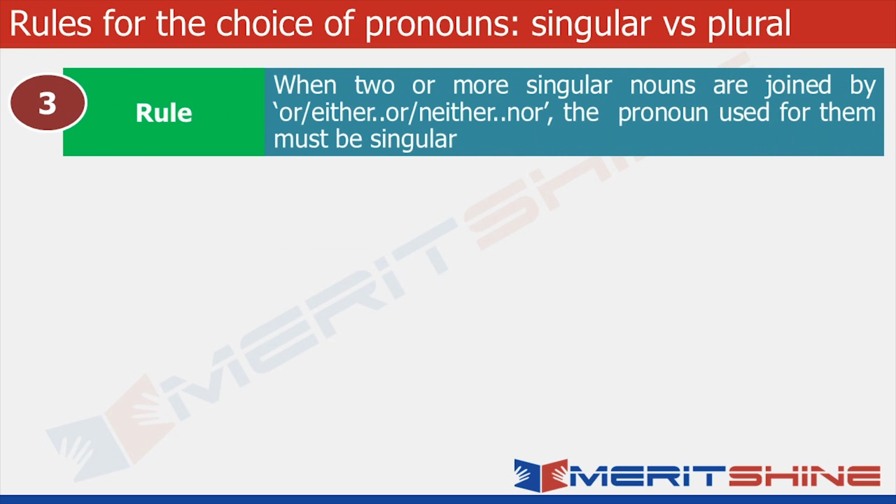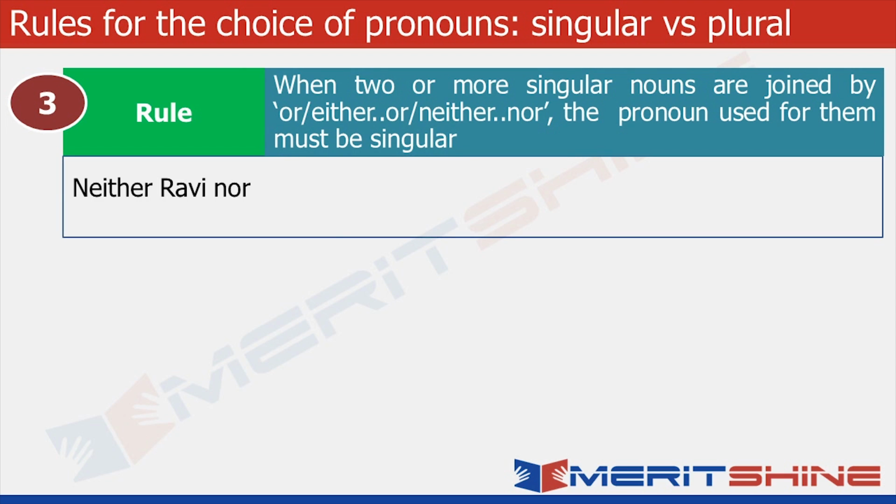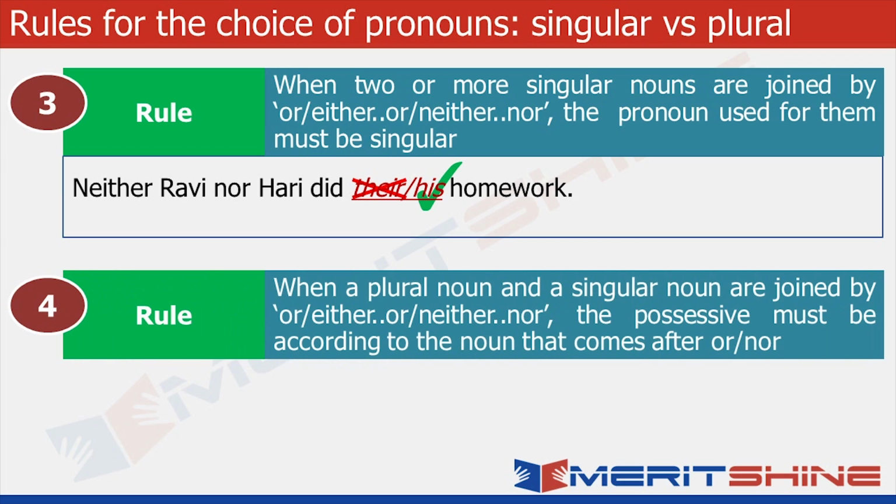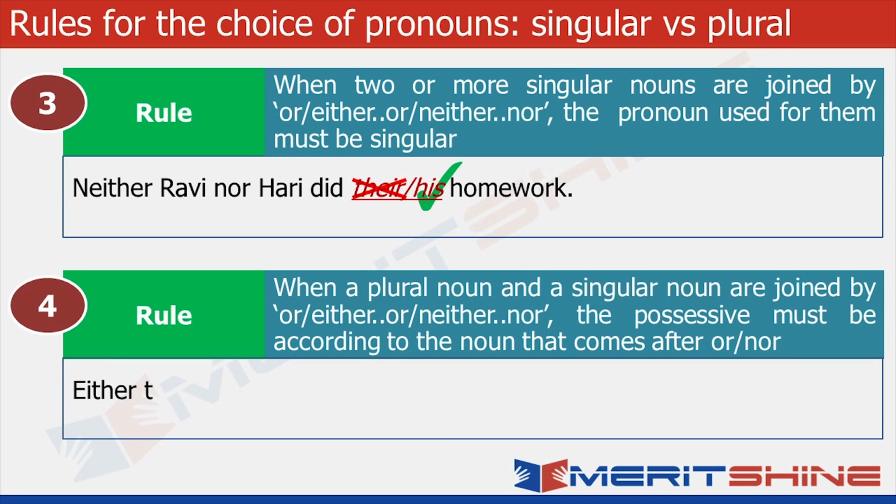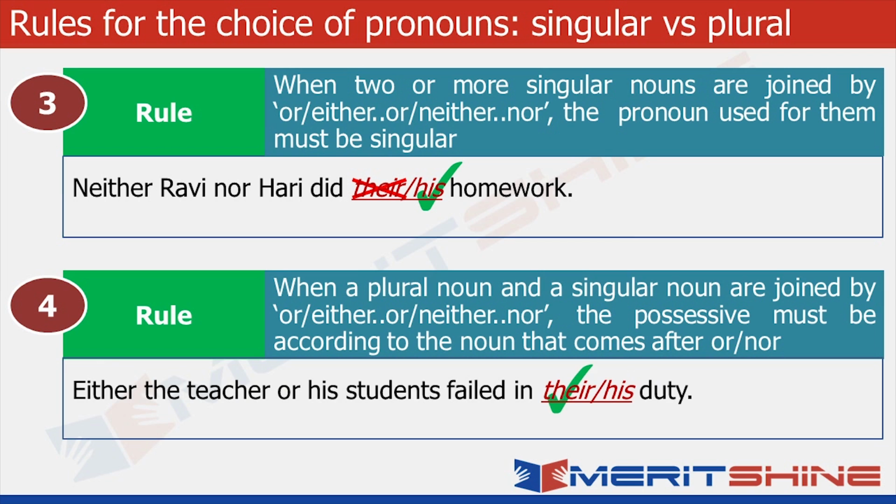When two or more singular nouns are joined by or, either or, neither nor, then the pronoun used for them is singular. Neither Ravi nor Hari has done his homework. When a plural noun and a singular noun are joined by or, either or, neither nor, the possessive must be according to the noun that comes after or or nor. Either the teacher or his students failed in their duty. Please note, given a choice, it is always a preferred construction to put the plural noun after or or nor.